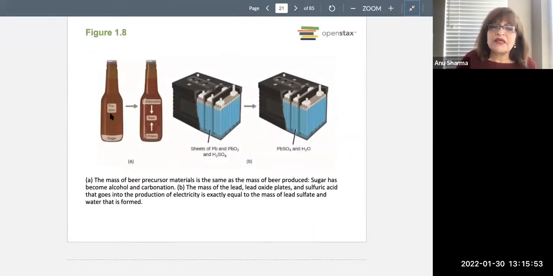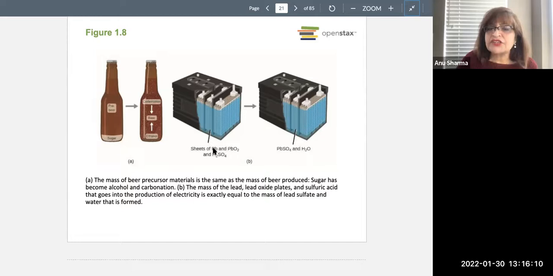Like, for example, here, whatever ingredients you put in before, sugar and whatever, to make the beer or the alcohol, if you seal it, it's not going anywhere. It just stays inside and it just transformed. A new substance is formed.